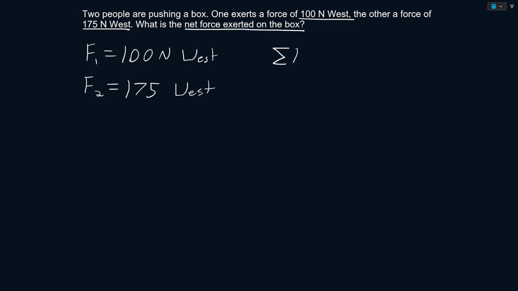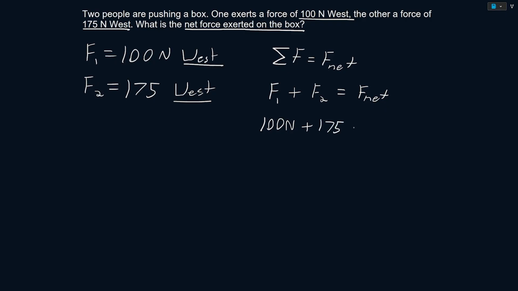Net force is equal to the sum of all independent forces acting on our object. As both these forces are going in the same direction, west, our net force is equal to force 1 plus force 2. Subbing in our variables, we get 100 newtons plus 175 newtons is equal to our net force of 275 newtons in the west direction. And this is the net force exerted on the box.